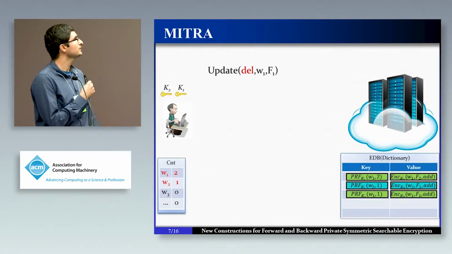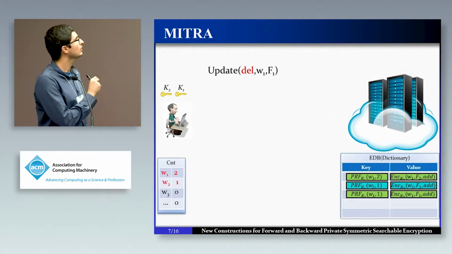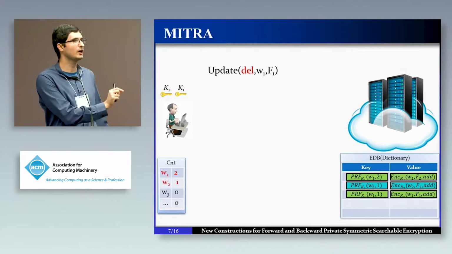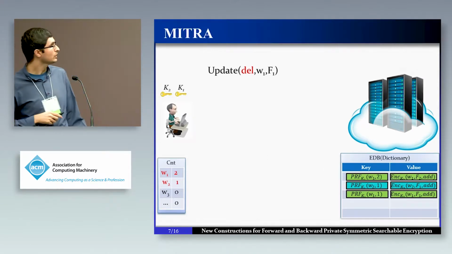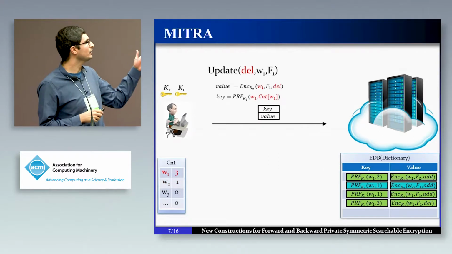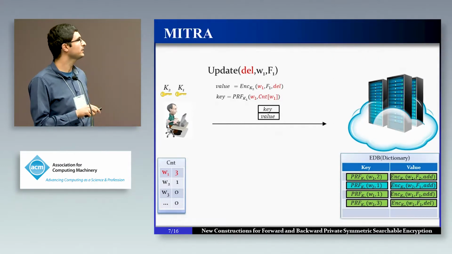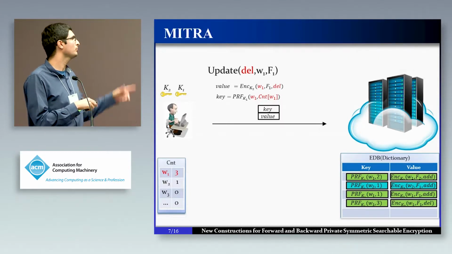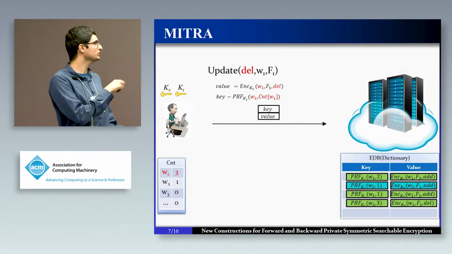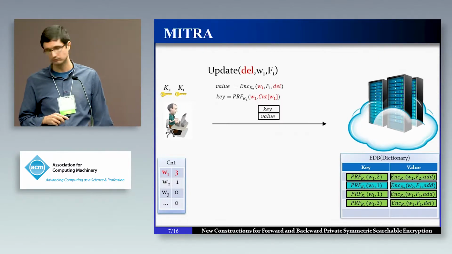Now suppose we want to execute deletion. We want to remove keyword W1 from file F1. We treat delete exactly like insertion. So we evaluate key and value, replace the operation by delete, compute value and key, and send both of them to the server, and the server stores them.